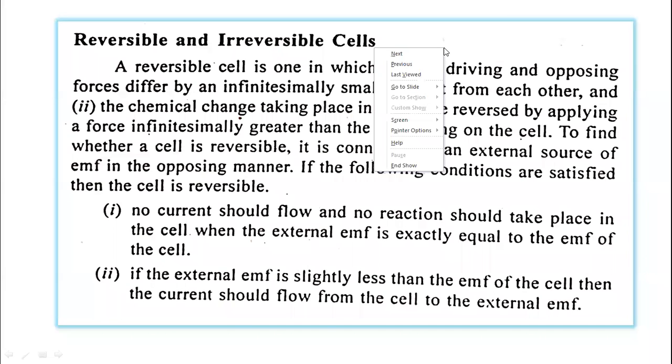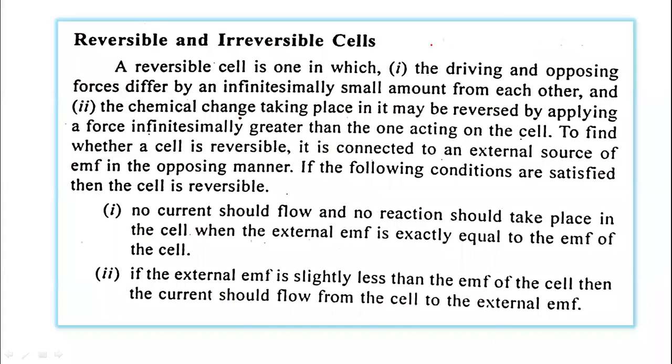Generally we can write the reversible reaction in this way. General reversible reaction: a moles of A reacts with b moles of B, and the products are c moles of C and d moles of D. The reaction which takes place in two directions, forward direction and backward direction, is called a reversible reaction. Now I would like to discuss reversible and irreversible cells.